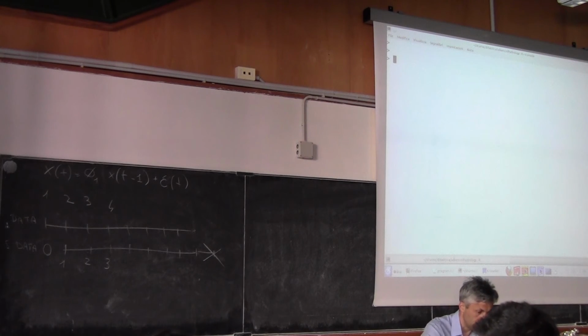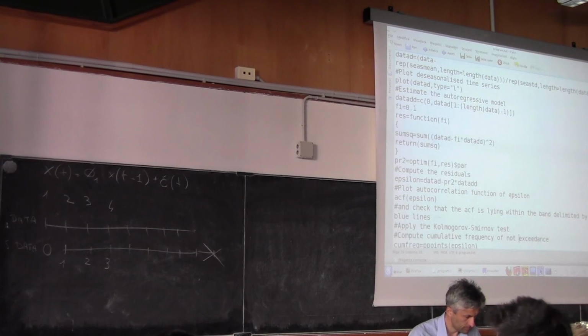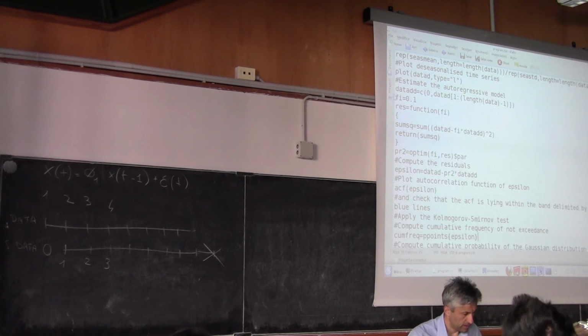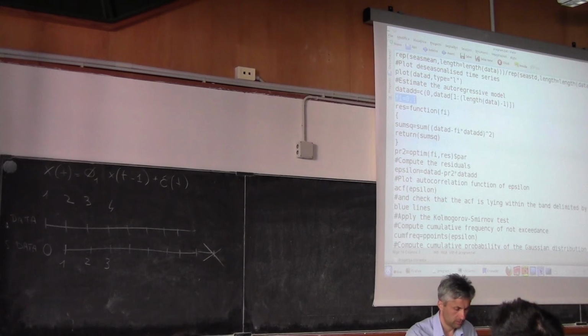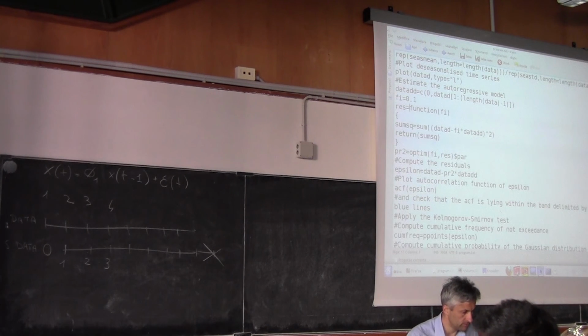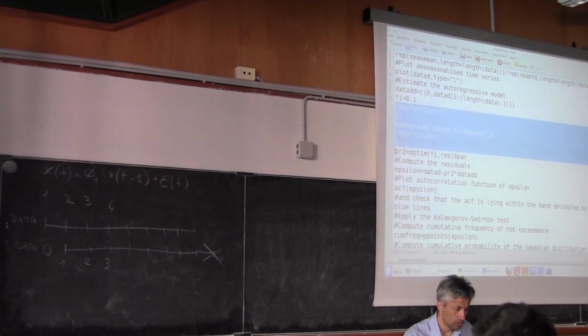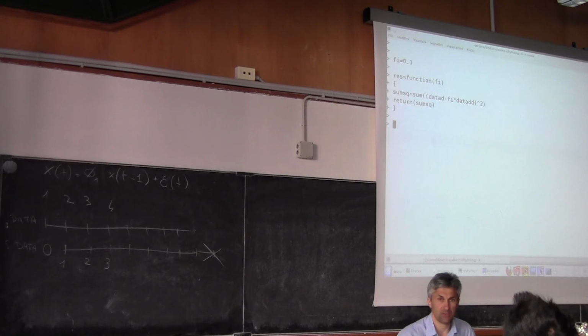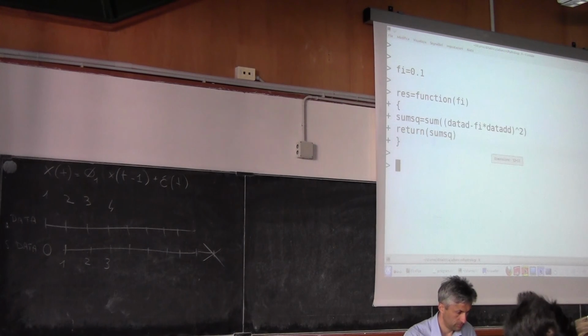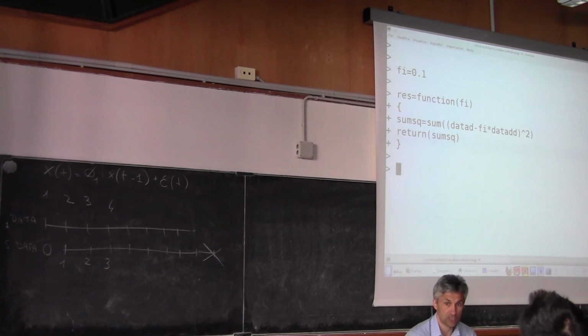Good. Now, let me go back to the code. Let's define phi 1. We need to define the parameter with just a guess value, 0.1. And then look at what I'm doing. I am defining a function which gives back the sum of squared residuals. Residual is like a synonym of error.